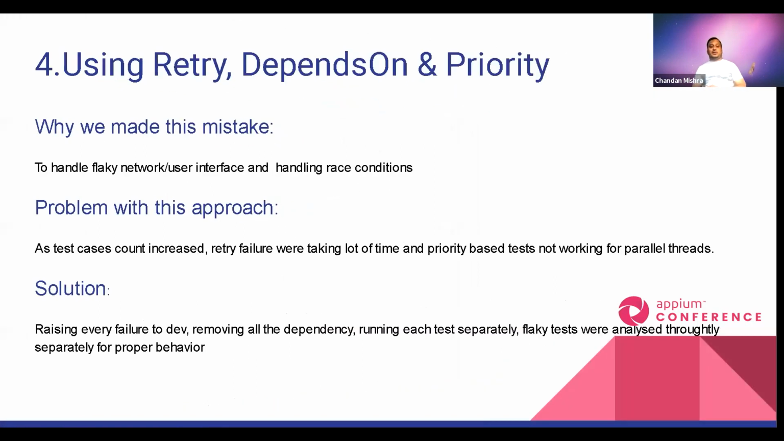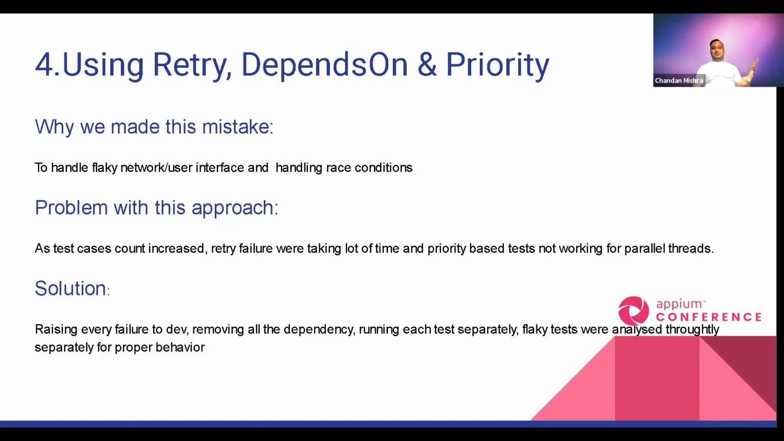The fourth thing we did was using retry depending on priority, especially retry and priority. Why? Because of flaky networks, user interfaces, handling race conditions, a lot of people in the initial part do use it. We were using it because our application was also not that stable at that time. But when we became stable, we thought, let's try to improve them. The problem with priority is it is helpful for sequential execution, but with priority we will not get the parallelism.